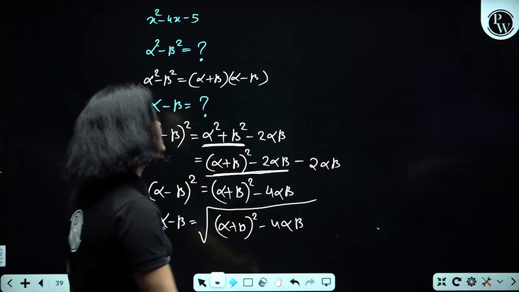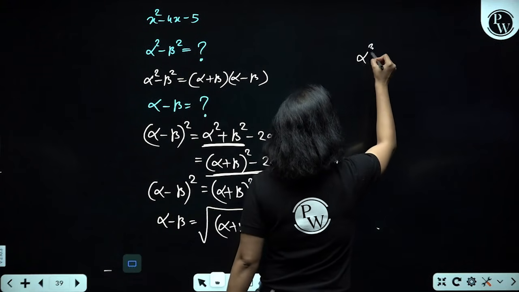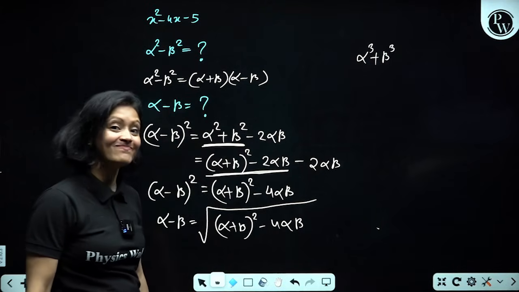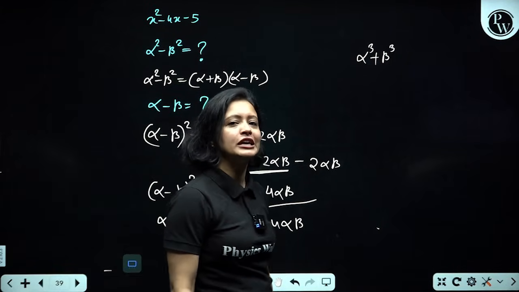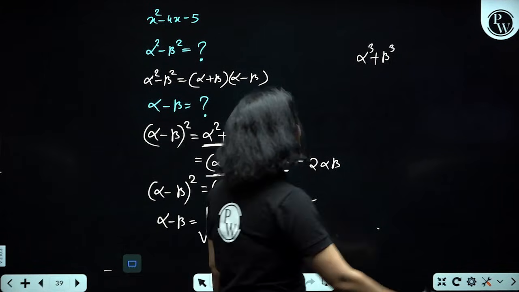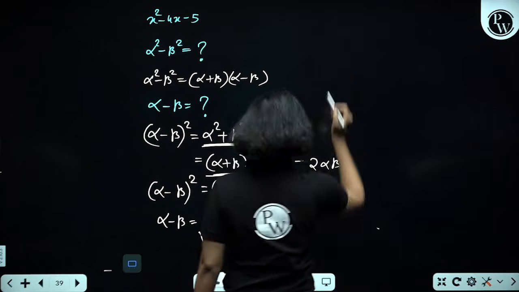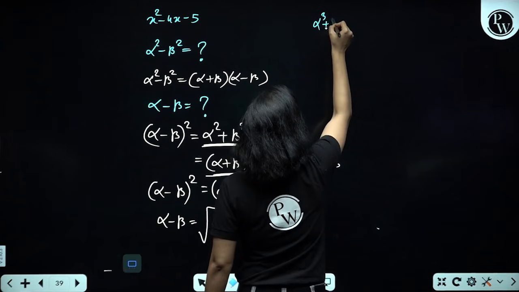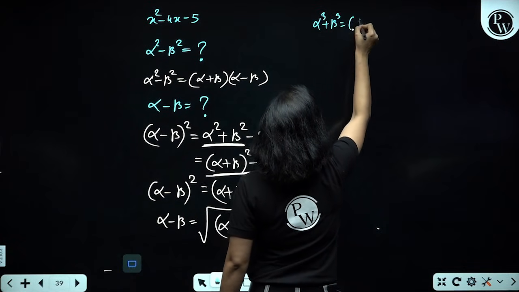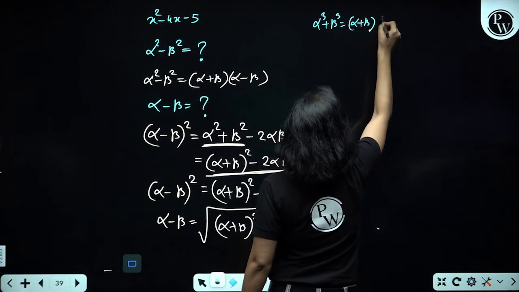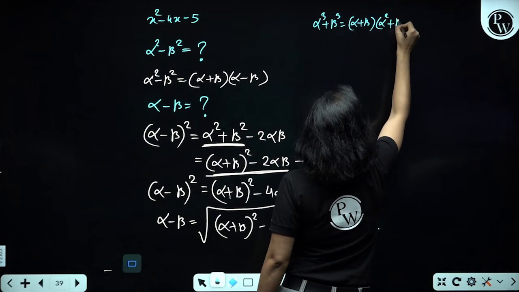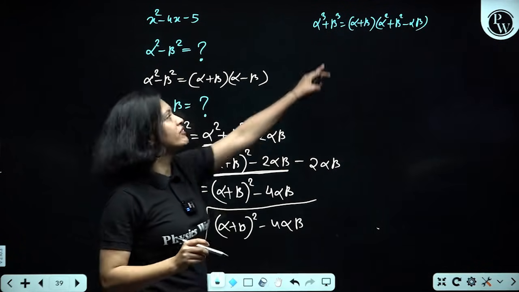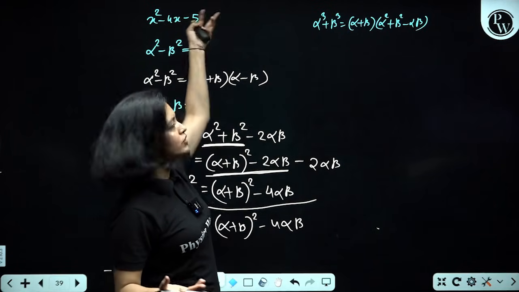Similarly, you can figure out alpha cube plus beta cube. Can you do that, everyone? You know the identity of a cube plus b cube, I hope. What is the identity? I'll write it here. Alpha cube plus beta cube is equal to alpha plus beta times alpha square plus beta square minus alpha beta. Right, everyone? Now you can figure out alpha plus beta very easily if the polynomial is given.